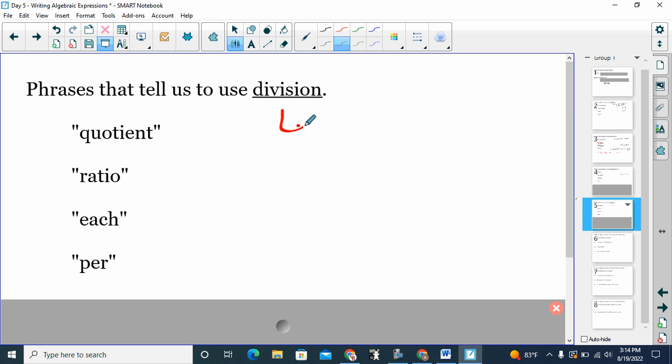And division is another one where order matters. 4 divided by 2 is 2, but 2 divided by 4 reduces to 1/2, it's 0.5. So those are not the same thing. It does matter which order I put them in. Again, usually, like if it says the quotient of 4 and 2, we do 4 divided by 2. We put them in the order they're given.